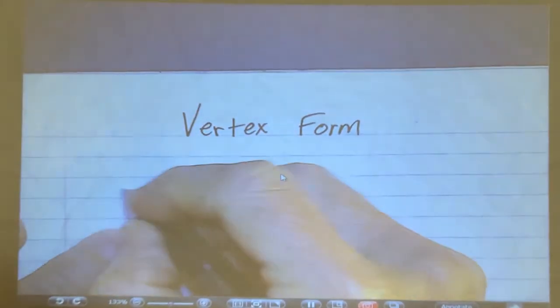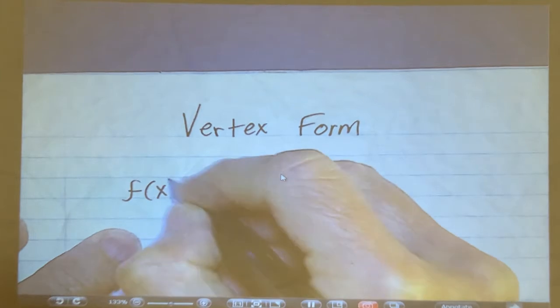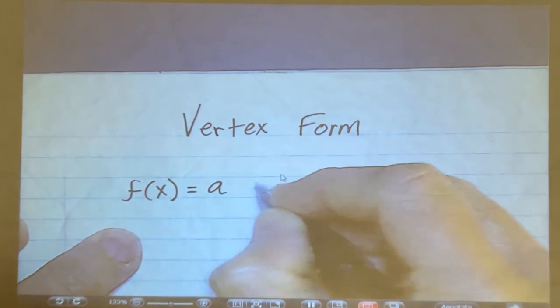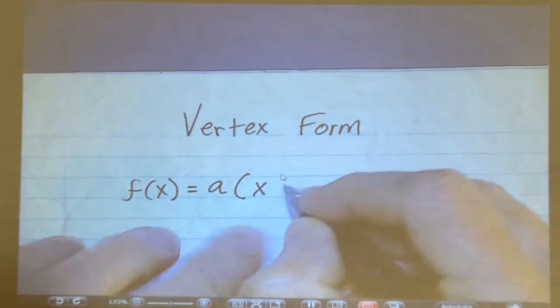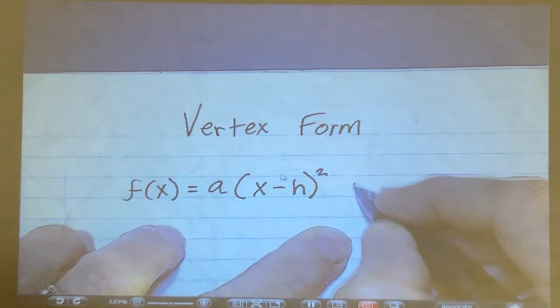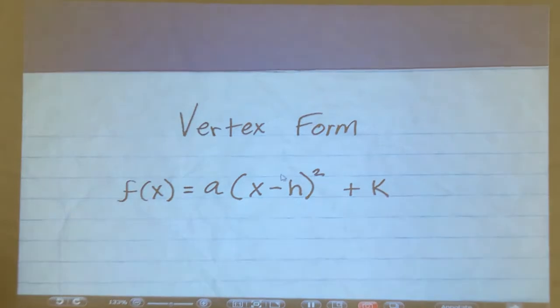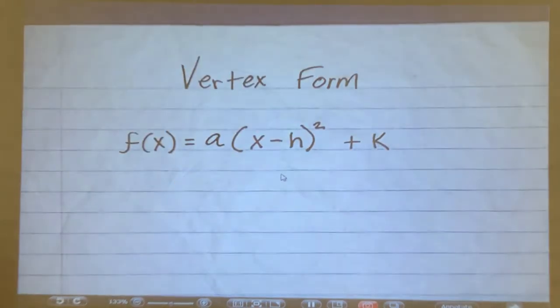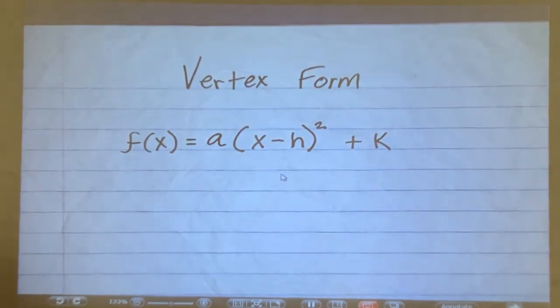I'll write it again for you here. So f of x equals a times (x minus h), close that and square it, plus k. So that's a lot of new looking stuff today, and I don't want to leave you confused about it at all.